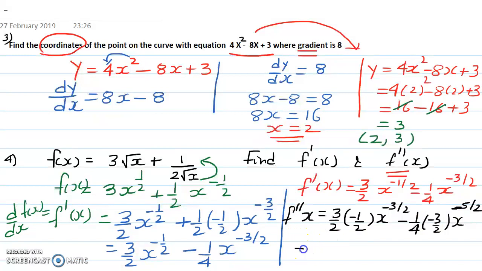Now let's simplify. So f double dash x, we got minus 3 over 4 and x to the power minus 3 over 2, minus this minus, and minus and minus becomes plus, and it will be 3 over 8 and x to the power minus 5 over 2. Nice and easy.